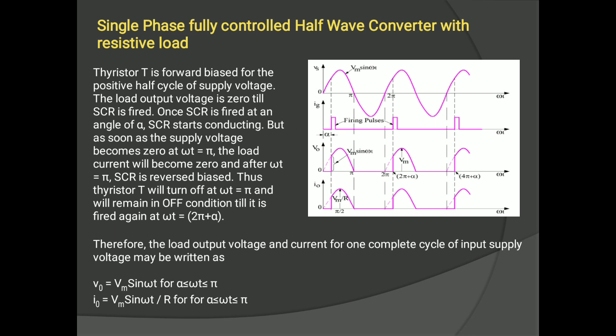But as soon as the supply voltage becomes 0 at omega t equals pi, the load current will become 0 after omega t equals pi, and then the SCR is reverse biased. Thus the thyristor will turn off at omega t equals pi and remain in the off condition till it is fired at omega t equals 2 pi plus alpha. Now the output voltage V0 equals Vm sin omega t for alpha to pi, and I0 equals Vm sin omega t by R for alpha less than or equal to omega t less than or equal to pi.